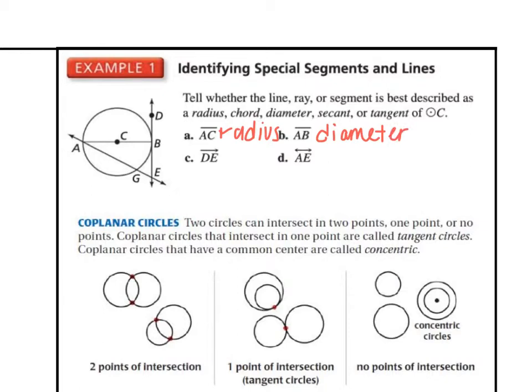Talk to the person next to you. What is ray DE? It is a tangent. So it doesn't have to be a line to be a tangent, although it usually is. In our case, the tangent's a ray. It touches the circle at one point. And the last one, AE, tell the person next to you what is AE. It's line AE. That is a secant. Good.